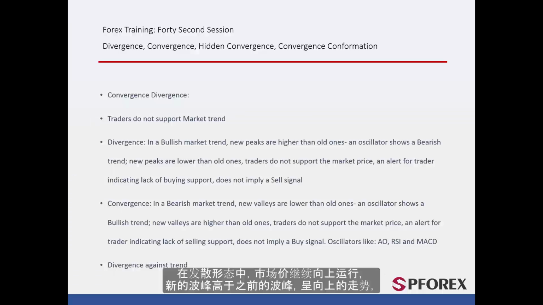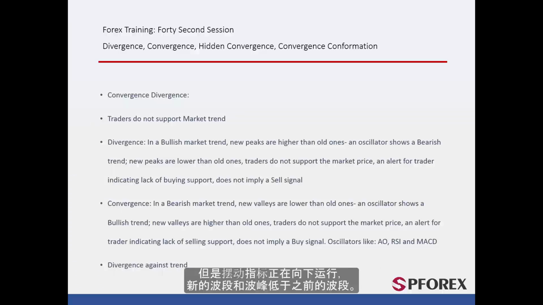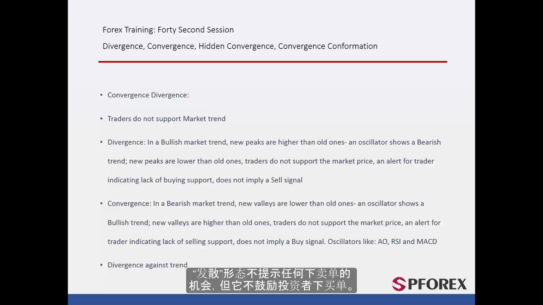Divergence. In divergence state, market price continues its increasing direction, and new peaks are higher than earlier peaks with an upward trend. However, oscillated trend is decreasing and new waves and peaks are lower than earlier waves. This shows that traders do not support further rise. Yet, market price is increasing. Divergence does not indicate any sell order, but it discourages traders from placing a buy order. It is recommended that traders close their buy orders.